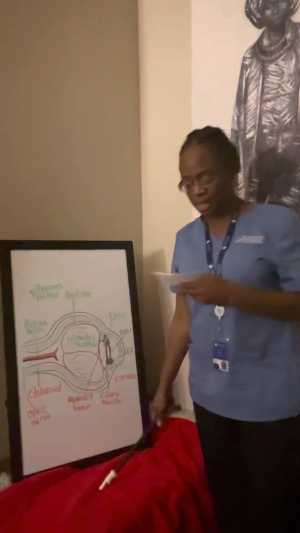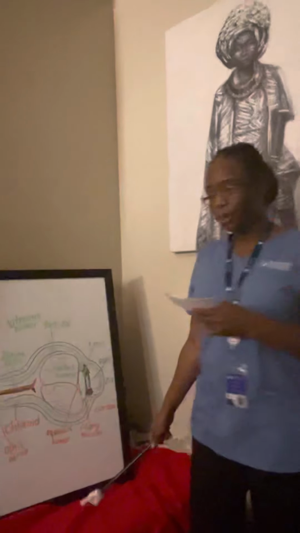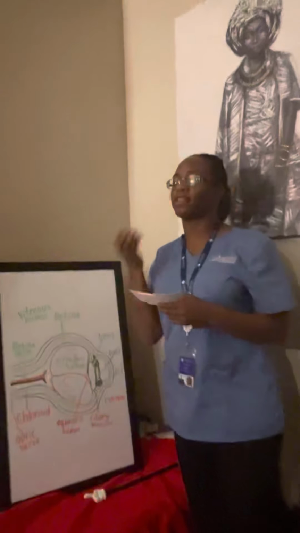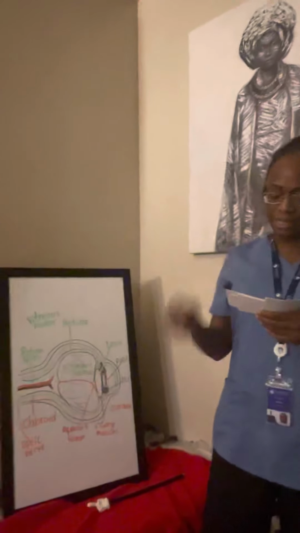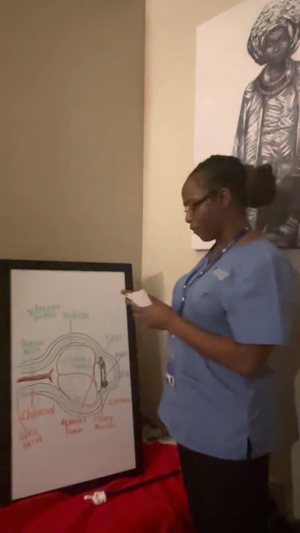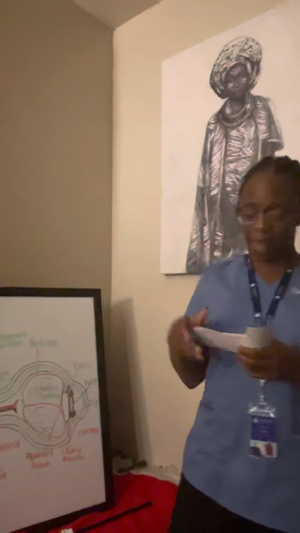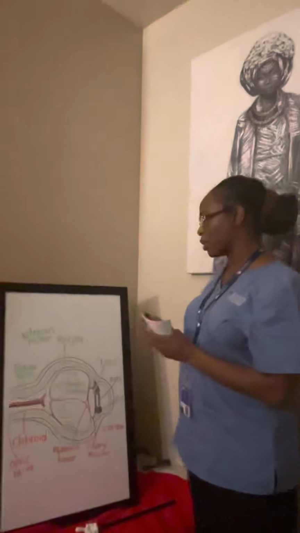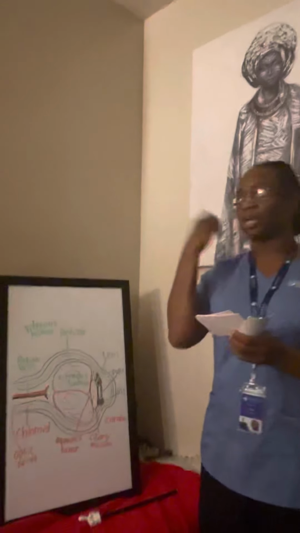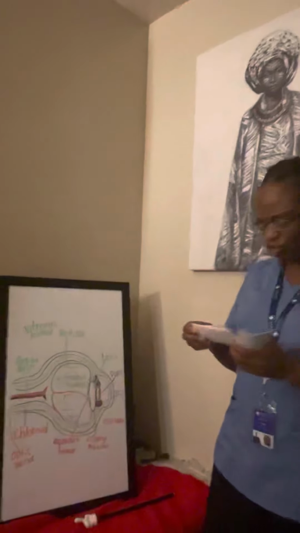Now, the rods are sensitive to dim, dark light. So in that setting, if there's dim or dark light, our pupils are going to dilate. The cones are sensitive to more of a bright light. So if we're in a bright light, or if you even shine a bright light in your eyes, your pupils are going to constrict.